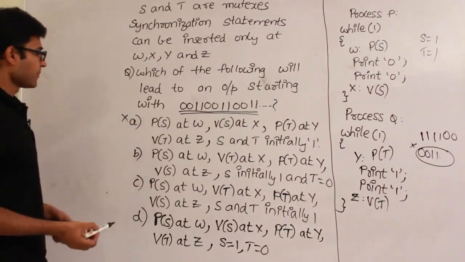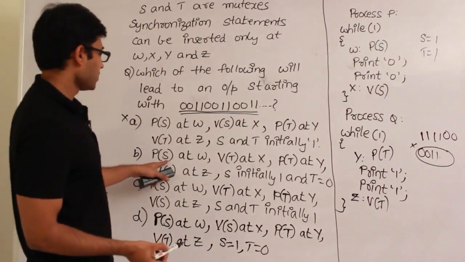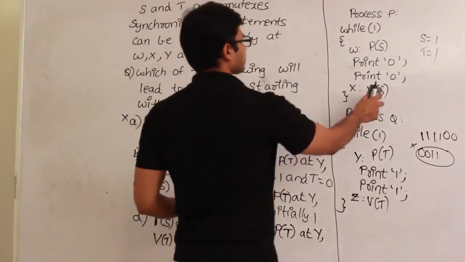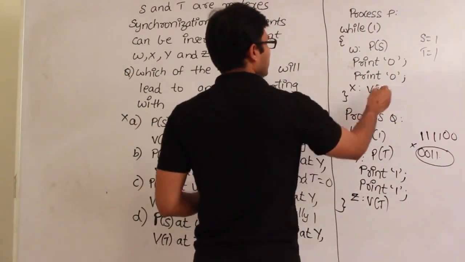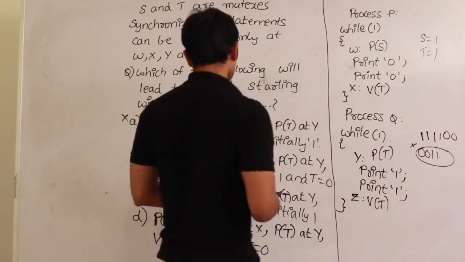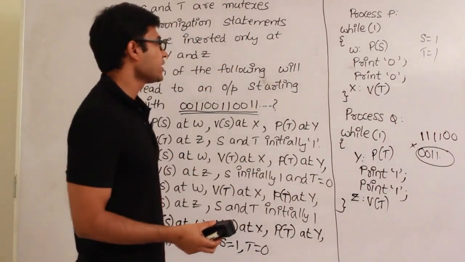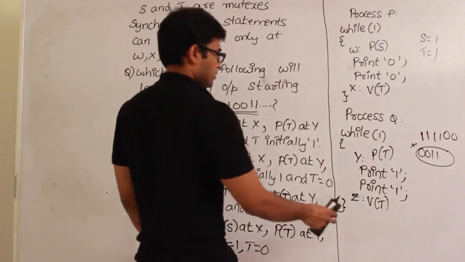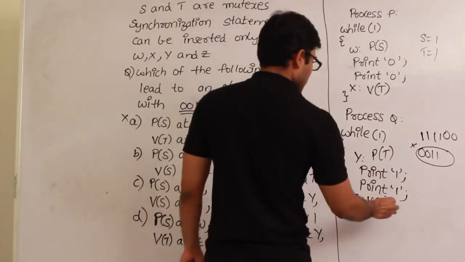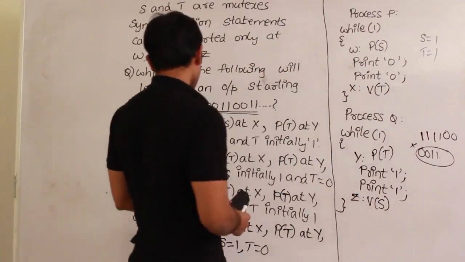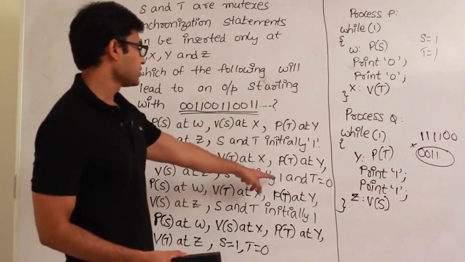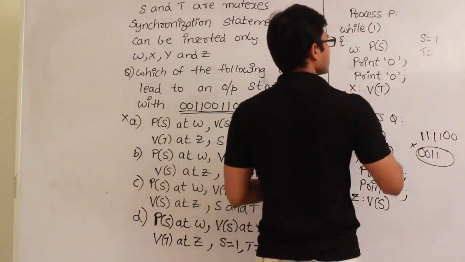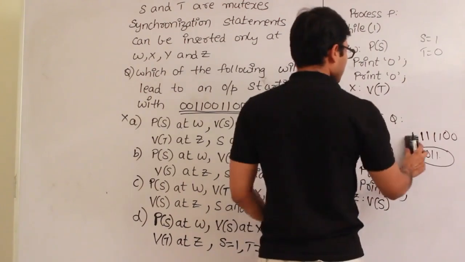Now let's look at B. What B is trying to do is P of S at W and V of T at X. Here, instead of V of S, V of T, right? And then P of T at Y, and then V of S here. And then S is initially 1 and T is 0. S is 1 and T is 0. This is given. Now let's see what happens with this.